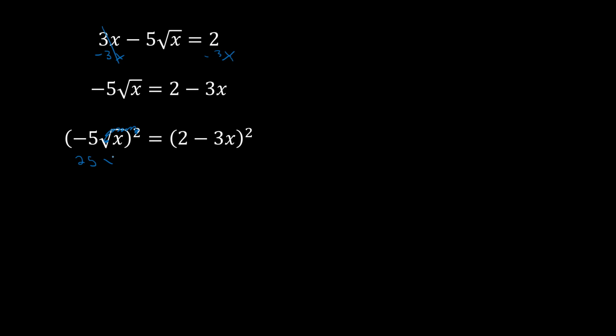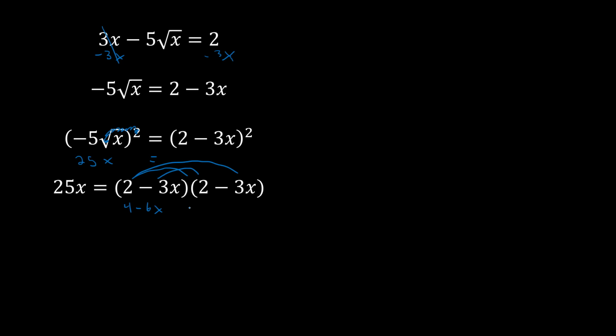I'm left with just an x. And then on the right side, we have 2 minus 3x times 2 minus 3x. So on the right side, when you multiply 2 minus 3x times 2 minus 3x, I can distribute. 2 times 2, 2 times minus 3x gives me 4 minus 6x, and then do the same thing again, negative 3x times 2, and then negative 3x times negative 3x gives you a positive 9x squared.